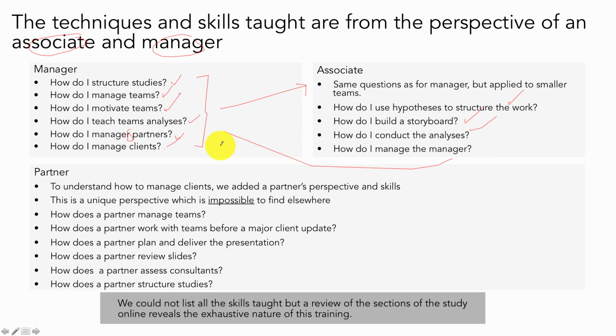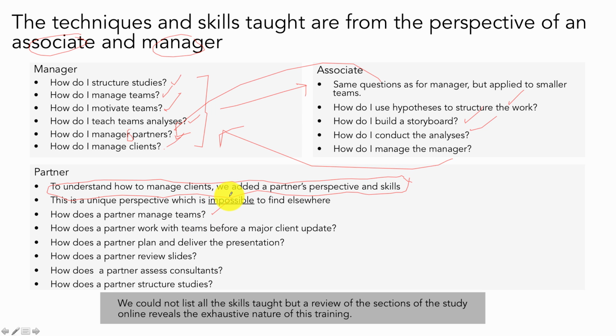And then how do you manage upwards? How do you manage the manager? And although we didn't have space to write it down here, how do you work with the partner? For the partner, we've also put in a lot of information useful to the partner. We felt that, considering all firms, consulting partners like myself, strategy partners at the elite firms, have a unique insight you cannot find anywhere else. So we put that in.